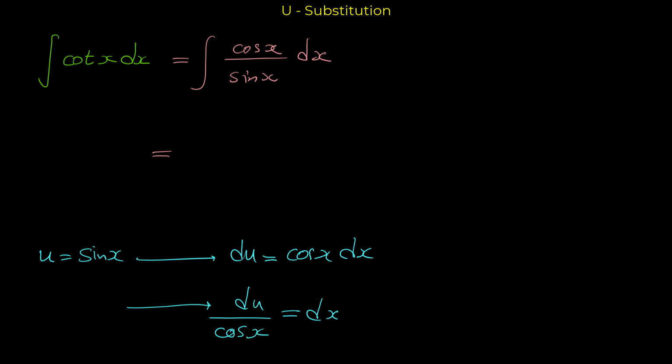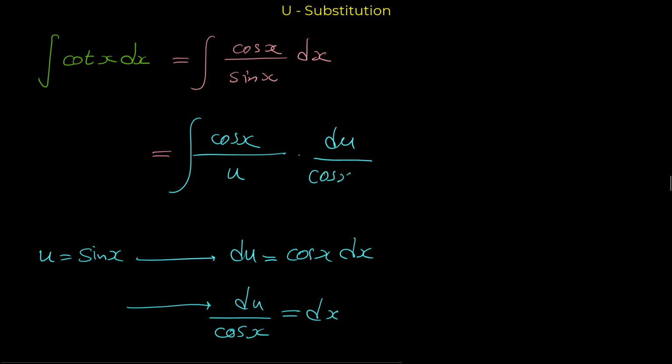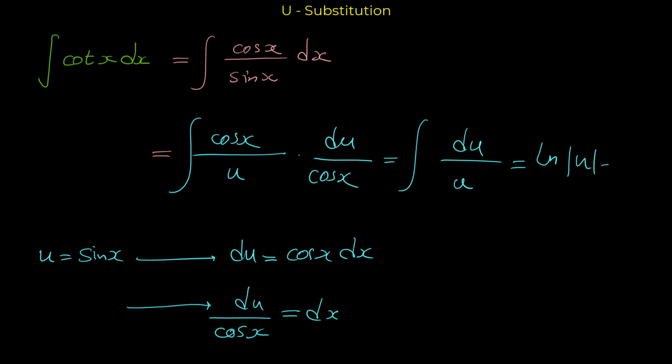So let's do the substitution. The denominator is sine x, and sine x is u. The cosine x, we leave it as cosine x. dx is du over cosine x. Cosine x from the numerator and denominator cancels, then we have du over u. Remember, integral of du over u is ln of u, or ln of absolute value of u is better to say. But u was originally sine of x, so the answer is ln of absolute value of sine x plus c. So the integral of cotangent x is ln of absolute value of sine of x plus c.